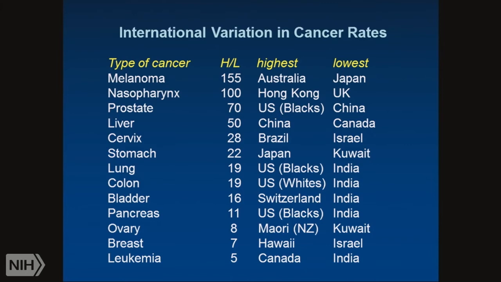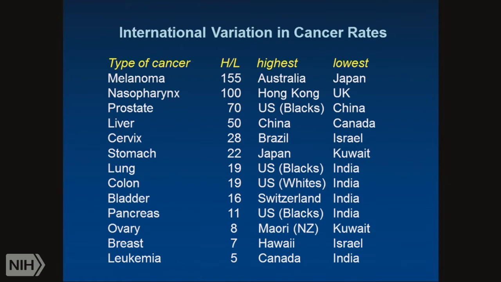So a component is due to genetics, but we know from migration studies, where people of one group go to another country, that typically they acquire the rate of the new country fairly rapidly. This occurs with most cancers, for instance breast cancer and prostate cancer. Within a generation, if Asians migrate to San Francisco, they acquire the rates of cancer of the United States within a few decades. Now, there's one or two examples where that's not the case.